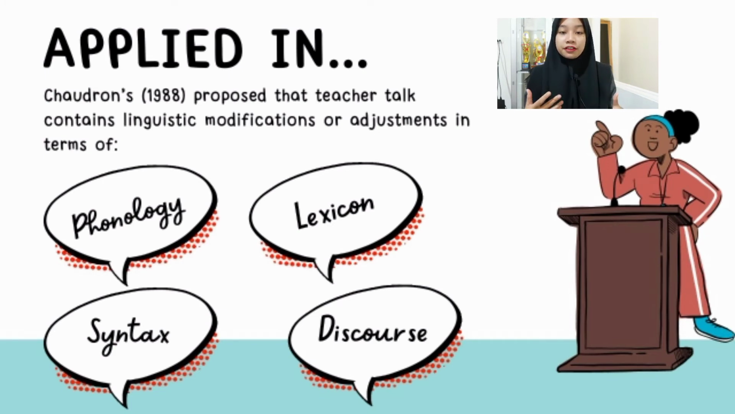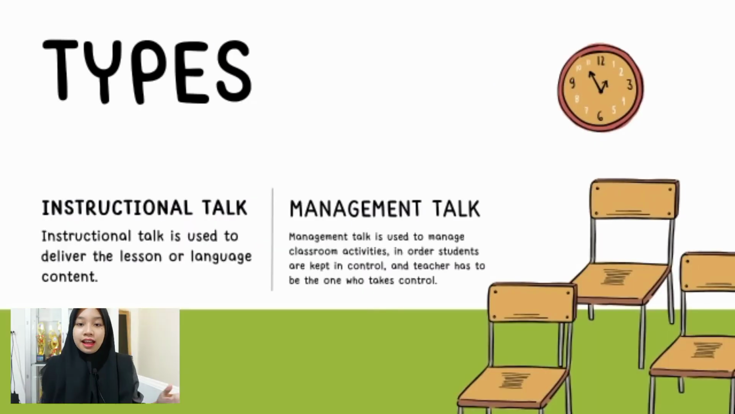And in terms of syntax, the modifications are usually in using fewer contractions, shorter utterances, making grammatical relationships more explicit, and using coordination more than subordination, and so on. There are so many other examples too. According to Dove 1993, there are two types of teacher talk. They are instructional talk and management talk.